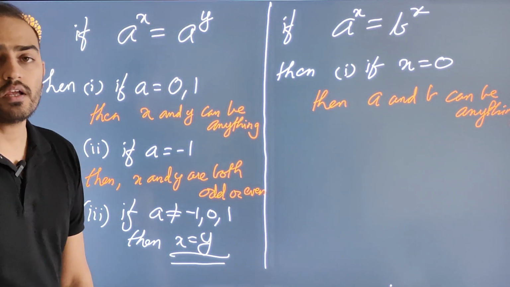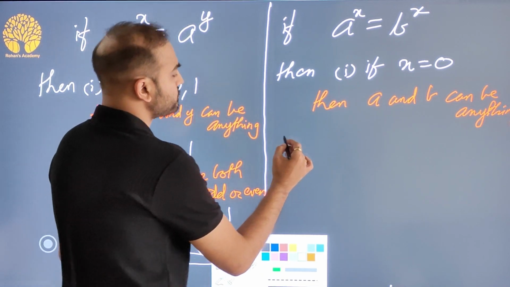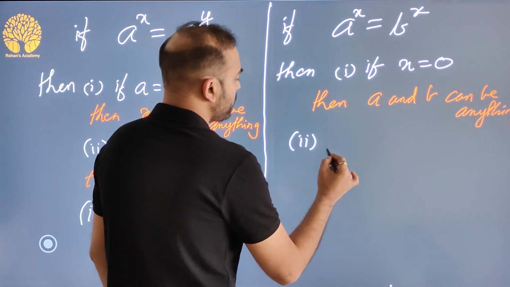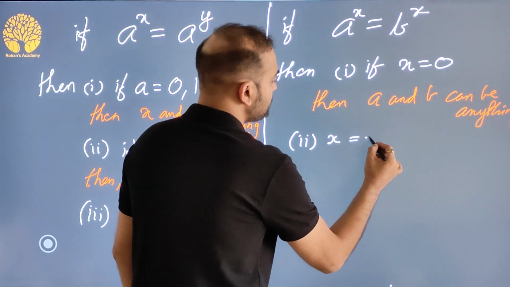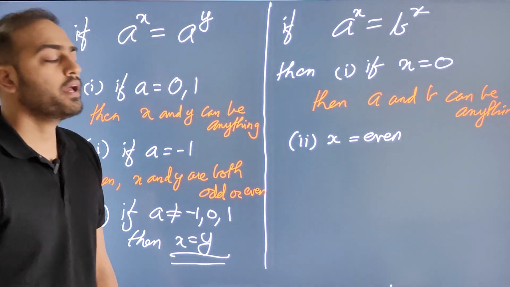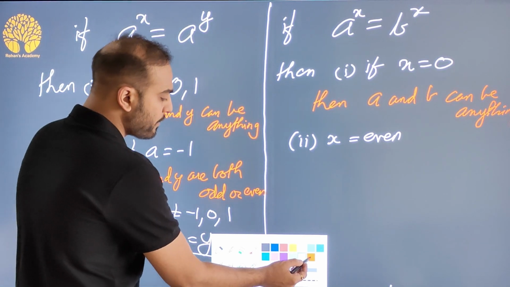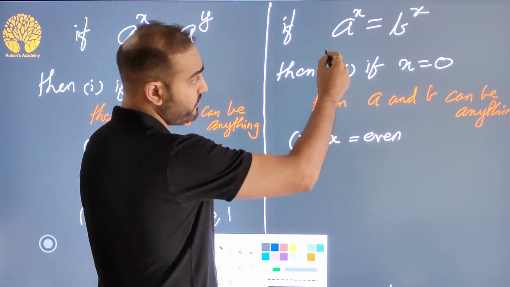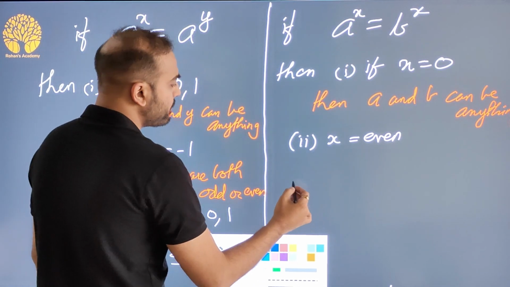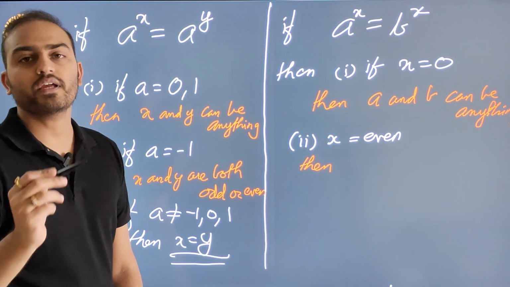Okay, a and b can be anything. Similarly, if x is an even number other than 0, think about it, what will happen? If a square is equal to b square, then what happens? Do not say a and b are equal.